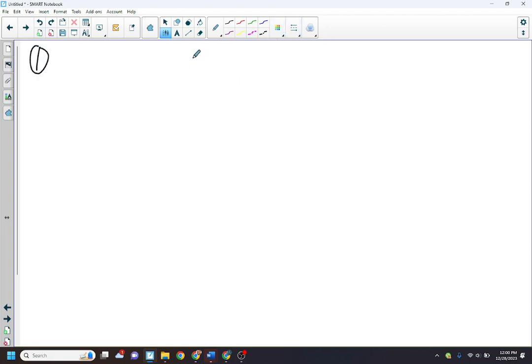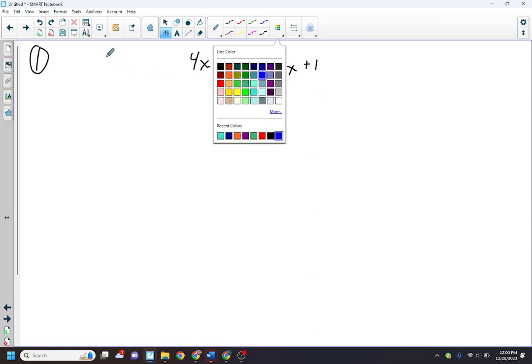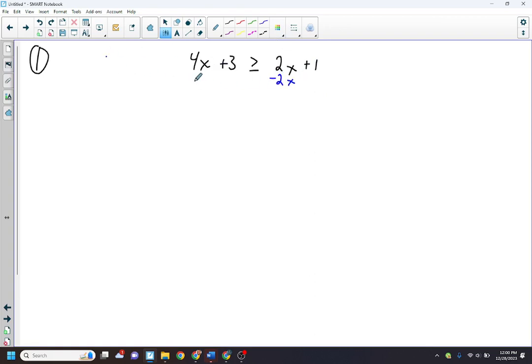So even if I have multiple variables, so let's say 4x plus 3 is greater than or equal to 2x plus 1. In this scenario, I subtract the 2x's from both sides because I want to move the smallest x. That's what I always suggest. So 2x plus 3 is greater than or equal to 1. Minus 3 minus 3. 2x is greater than or equal to -2.